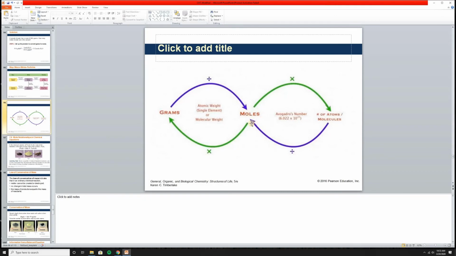And then from there, you can make it to grams. If you know what compound you're talking about and you have the molecular weight, you could do the moles times the molecular weight to get the grams. So you can get all three of these numbers for a specific sample.